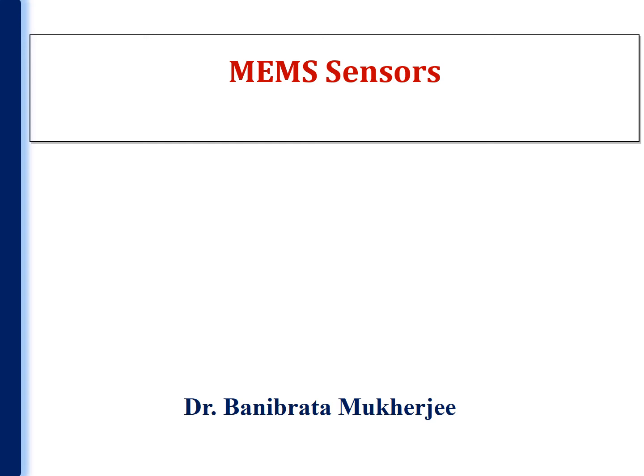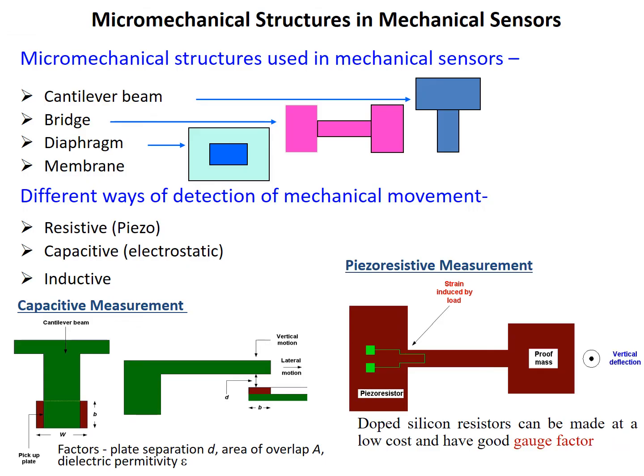Okay, so let us start today's discussion on the MEMS sensor. Yesterday we completed the overview and the process details of the MEMS technology, and gave the basic introduction of the MEMS sensors. We said that we are first focusing on the mechanical type MEMS sensors, under which the accelerometer, pressure sensor, gyroscope will come. So let us start.